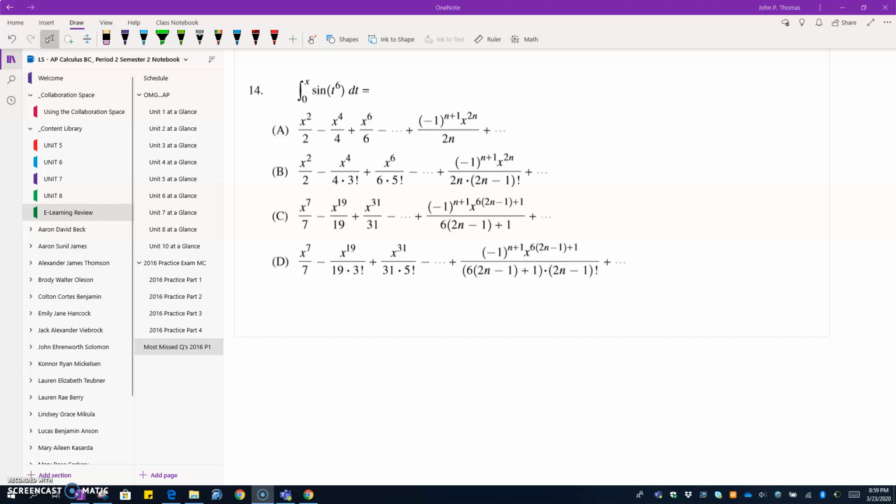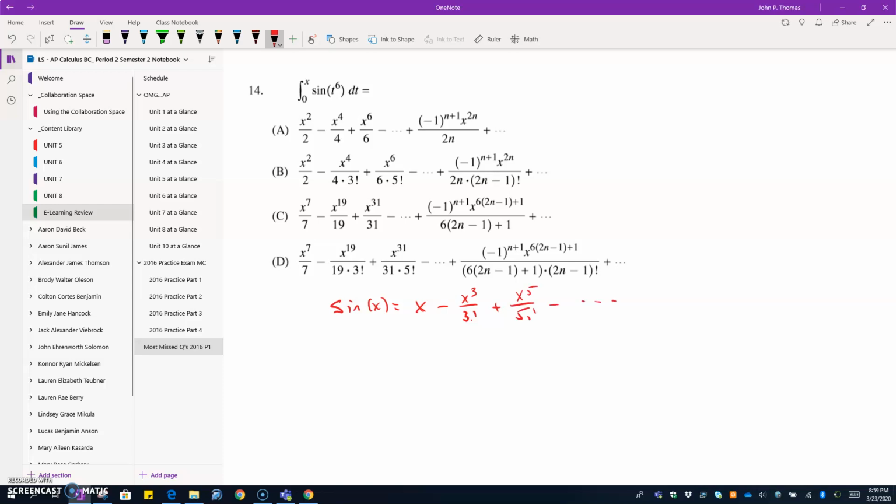So first thing I'm going to look at is I've got that sine of t to the sixth in there, and I noticed this series before. So I'm going to lean on sine of x, which is a series we know. All right, sine's an odd function, so I've got x minus x cubed over 3 factorial plus x to the fifth over 5 factorial, and so on.